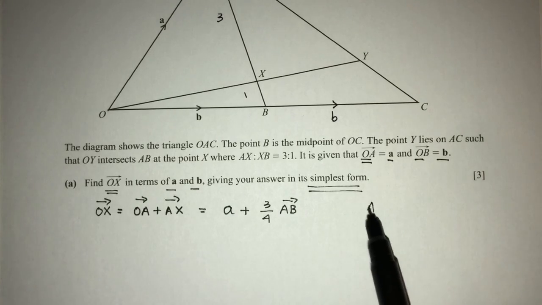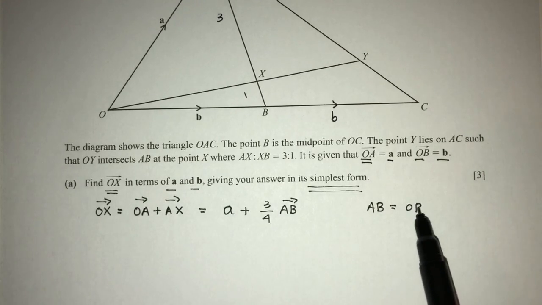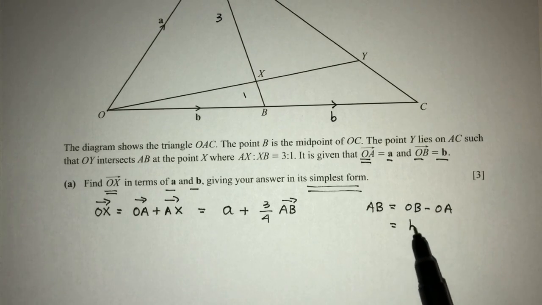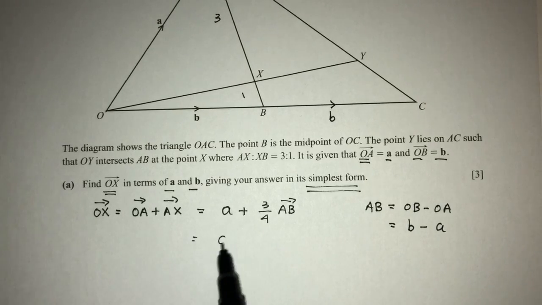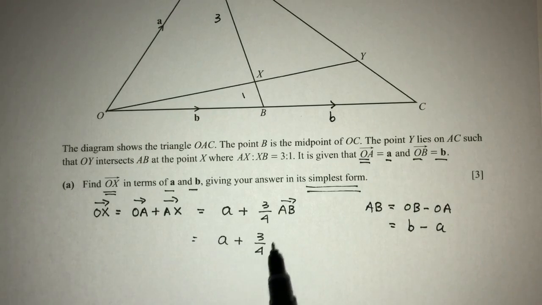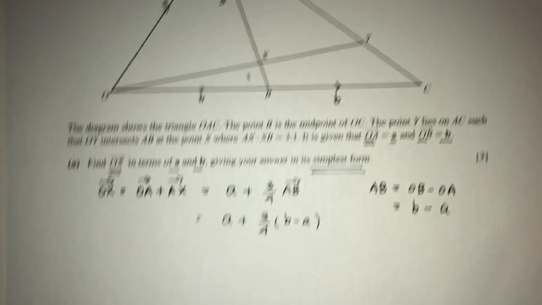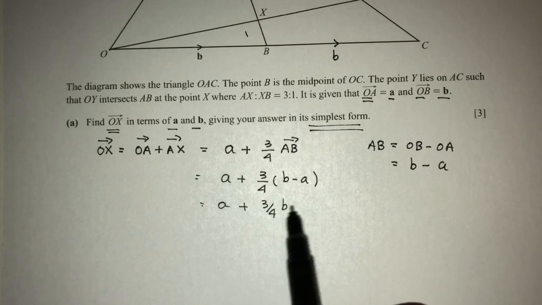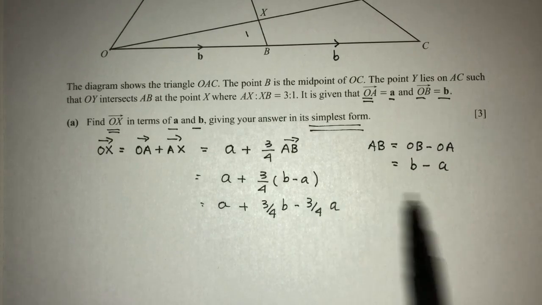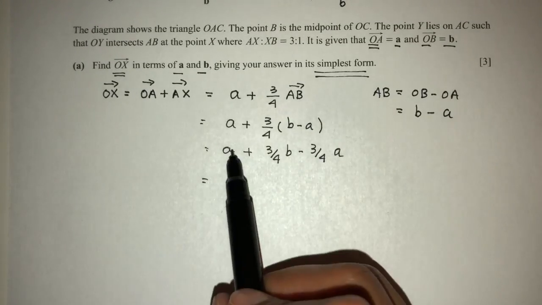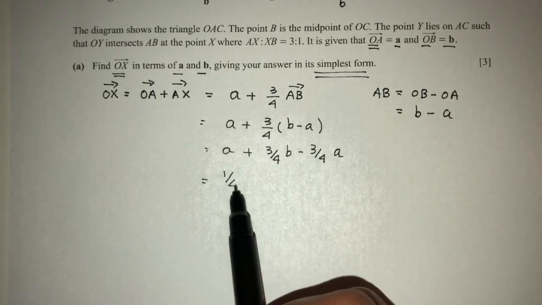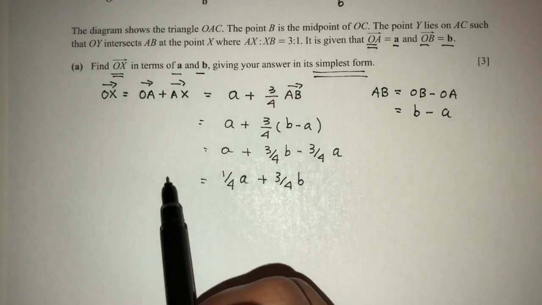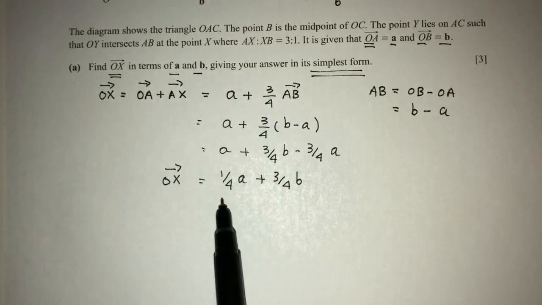Okay, now what is AB? AB is OB minus OA. OB is given by B minus A. That will be A plus 3 over 4 B minus A. That will be A plus 3 over 4B minus 3 over 4A. So simplify. A minus this will be 1 over 4A plus 3 over 4B. And that is OX simplified in terms of A and B.